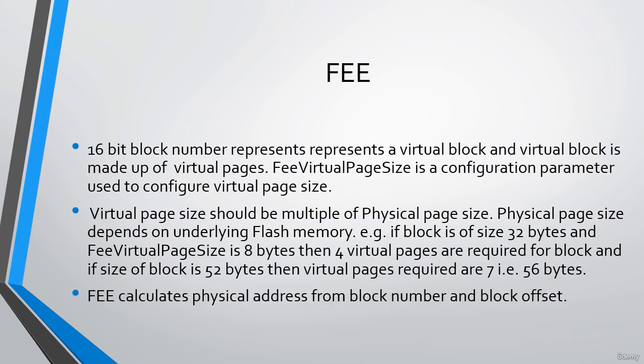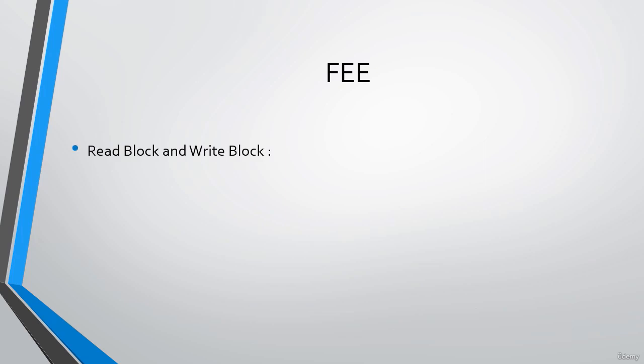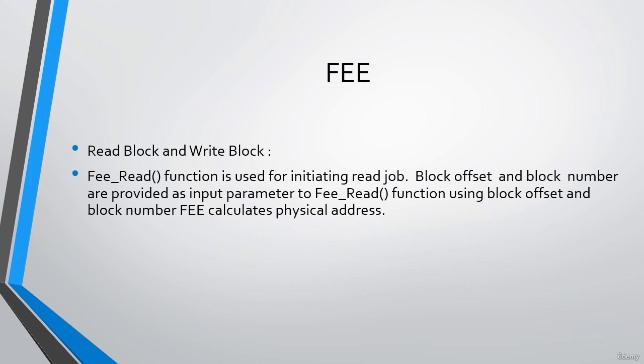Now Phi calculates the physical address from the block number and block offset. Okay, let's look at the read and write block using Phi. So similar to EA, here we have the Phi read operation, and this is for initiating a read job. The block offset and block number are provided as input parameters to Phi read. And using the block offset and the block number, Phi will calculate the actual physical address. So these two parameters are used to get the actual physical address.